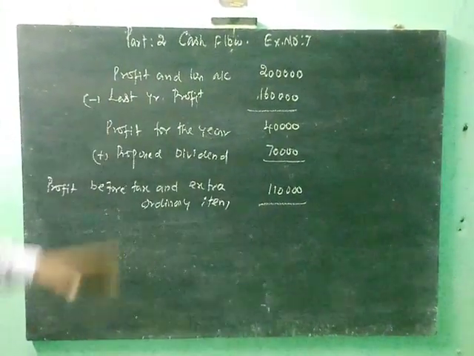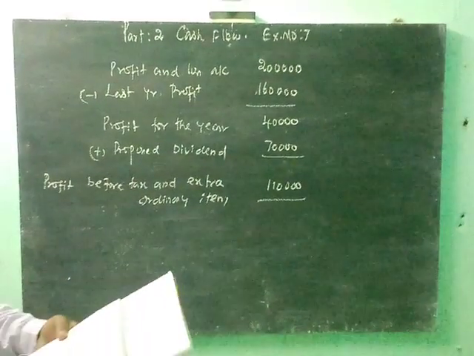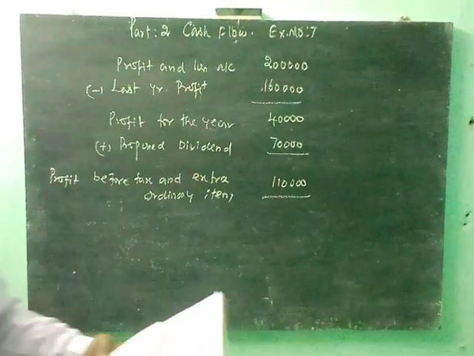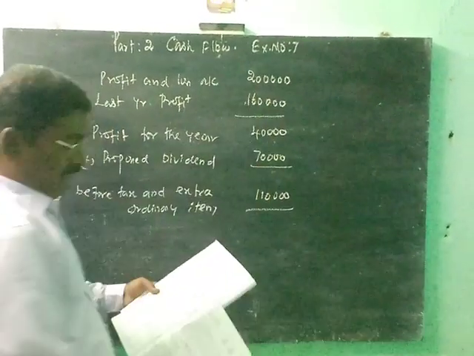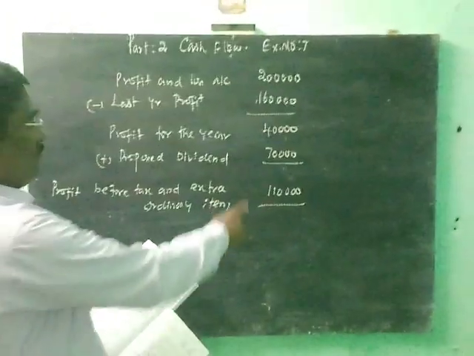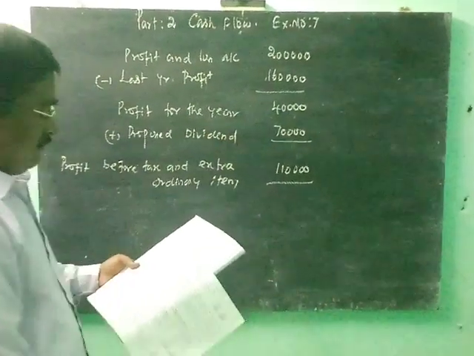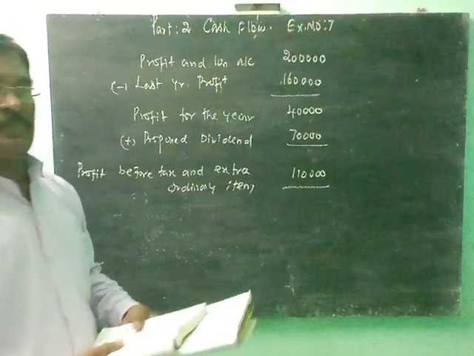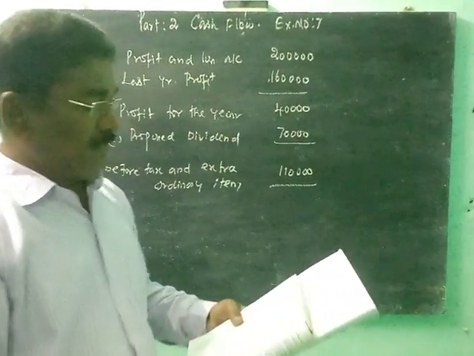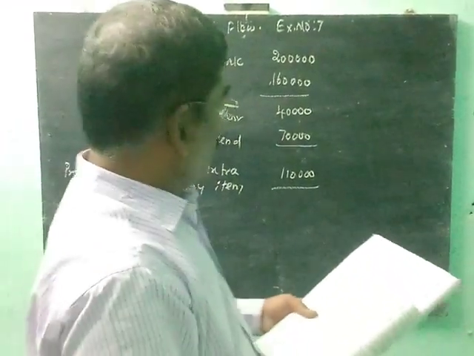In this problem, profit and loss account given in reserves and surplus. So reserves, current year balance is 2 lakhs, last year balance 1,60,000. So the difference 40,000 is the profit for the year. So extraordinary item means proposed dividend, provision for tax. In this problem there is no provision for tax, only proposed dividend is there.